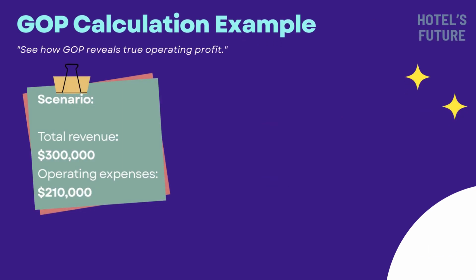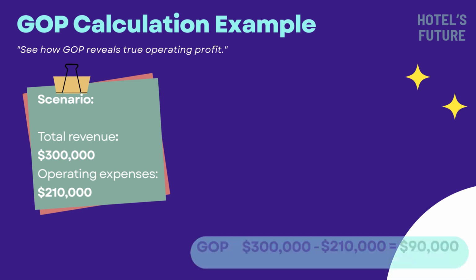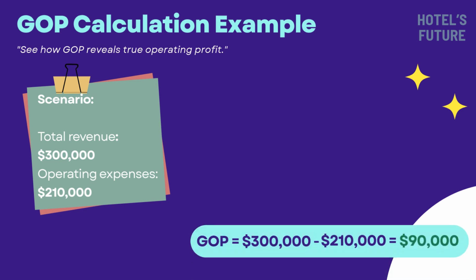Let's practice together. Imagine that, for a given month, your hotel's total revenue, including rooms, food and beverage, and other departments, is $300,000. Your total operating expenses for the same period are $210,000. To calculate gross operating profit, or GOP, simply subtract your total operating expenses from your total revenue. Have you got your answer? If not, feel free to pause the video and work it out. If you're ready, let's check together. Your gross operating profit for the month is $90,000.